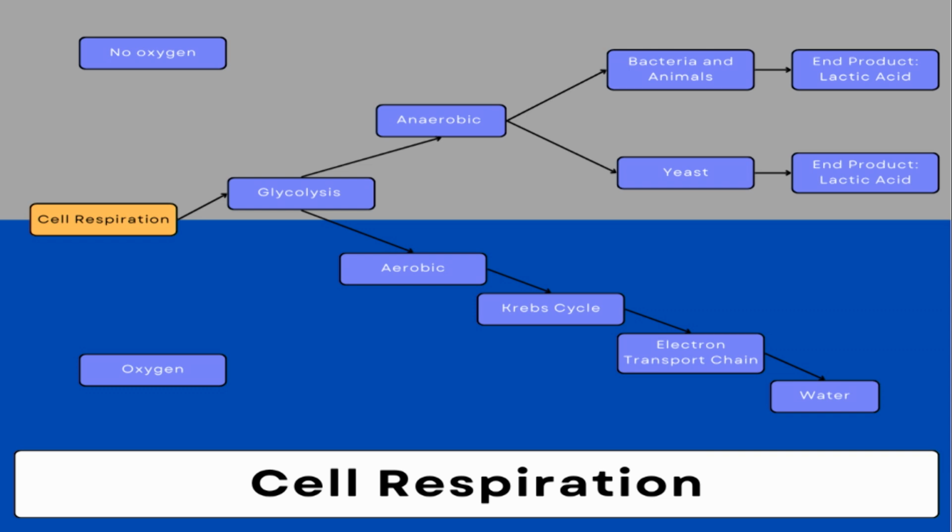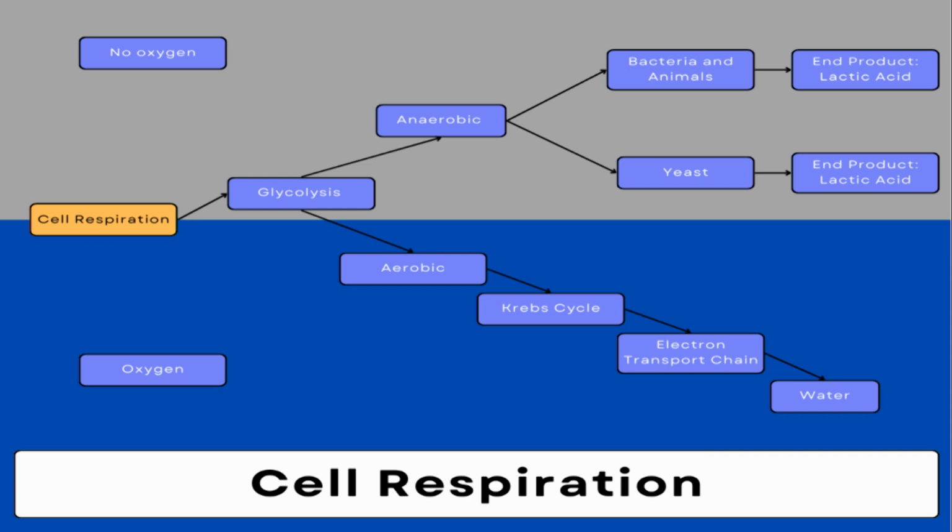Notice that everything up here in the gray happens without any oxygen. So all of this in the gray is anaerobic respiration. Everything in the blue is with oxygen, and we would call this aerobic respiration. Everything in the gray up here is happening in the cytoplasm, and everything in the blue at the bottom is happening in the mitochondria. Okay, so let's pick back up at glycolysis.